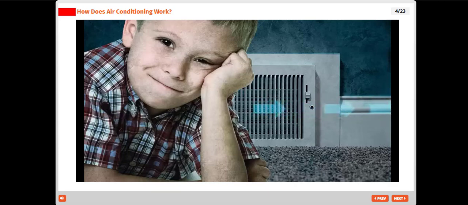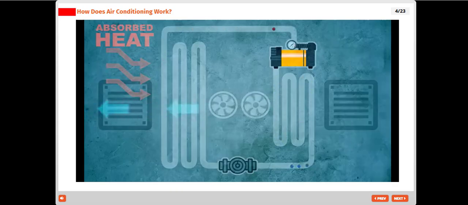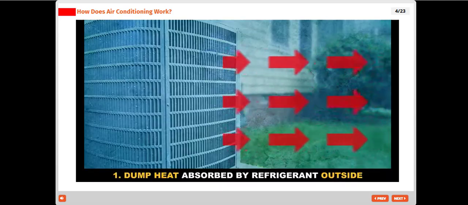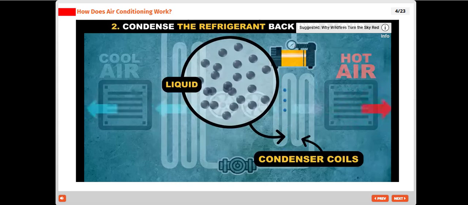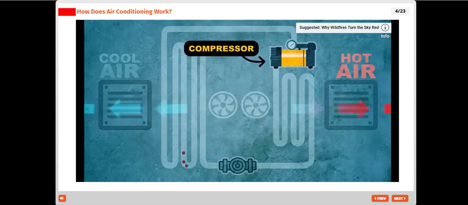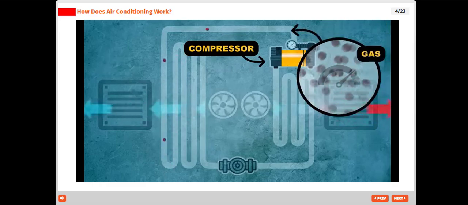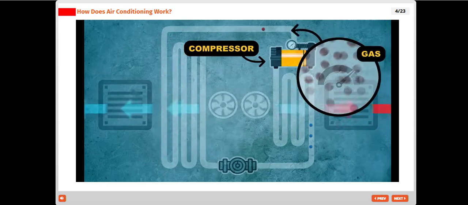So now your AC has to do two things. One, dump the heat absorbed by the refrigerant outside, and two, condense the refrigerant back into a liquid so it can be used again. And to do those things, it uses a compressor to ramp up the pressure on the gaseous refrigerant, so much that it can condense into a liquid again, even though it's at the warmer outside temperature.